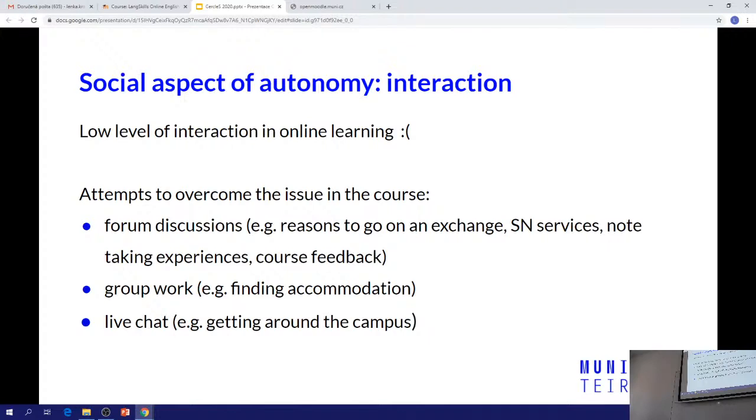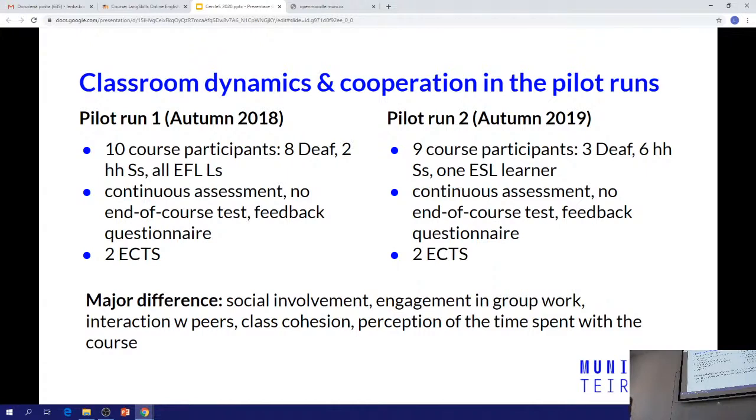There are group work activities. There are even activities which include live chat, where our students set up a particular time and date when they meet in pairs on a platform, and they chat and try to complete an exercise together.